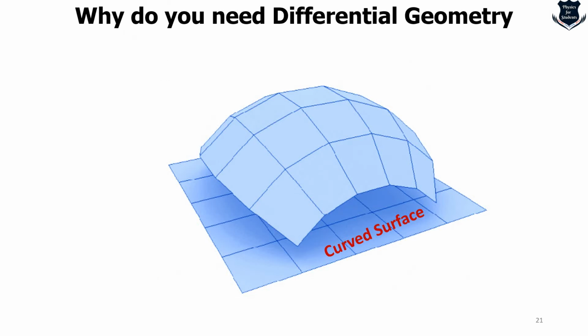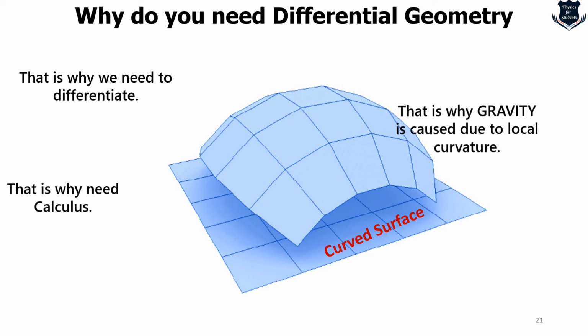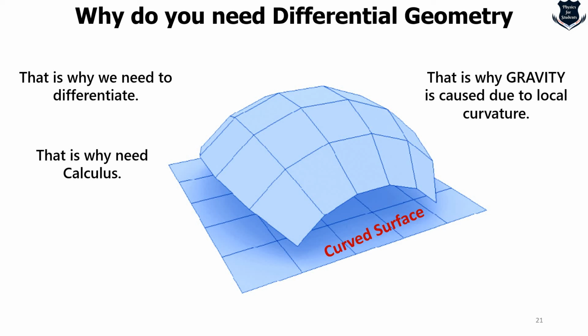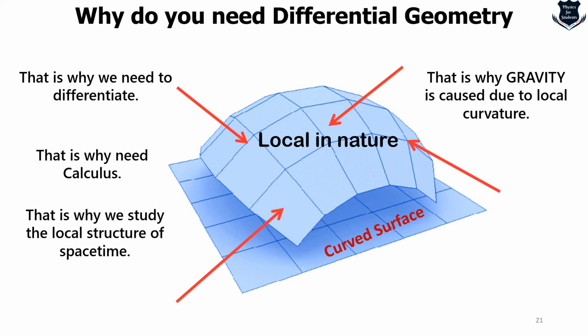Let me give you a very quick analogy. Probably you will understand better. As you can see, these small boxes, I have zoomed in so that you can understand. First, we need to differentiate, obviously, and in order to differentiate, we need calculus. And while using calculus, we see that gravity is caused by local curvature. The arrows are pointing towards this, and it is local in nature, remember.